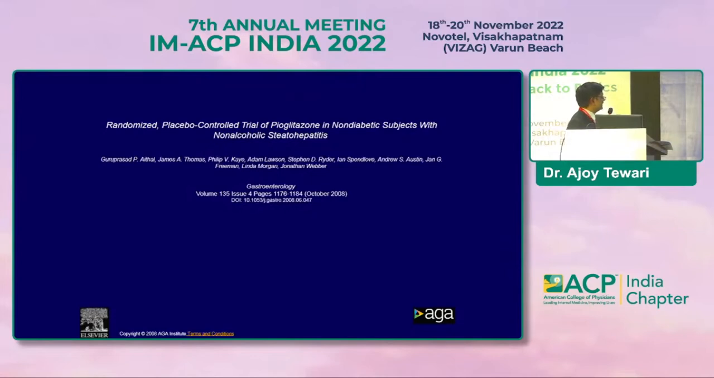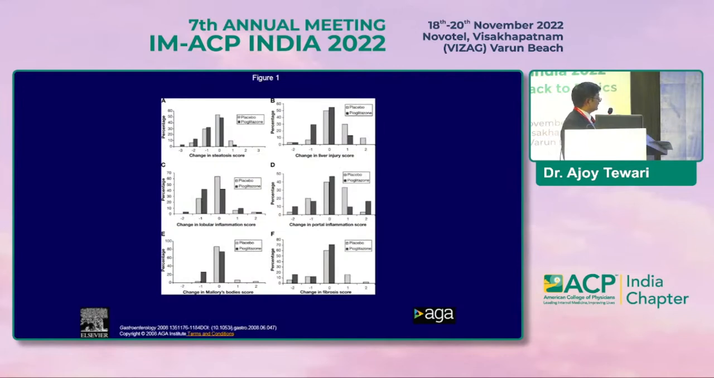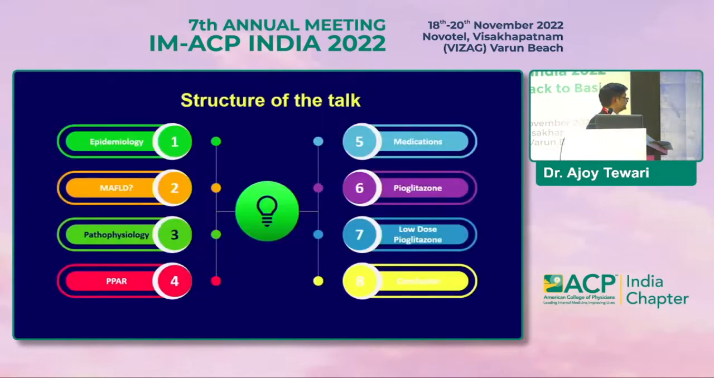Then another trial, a randomized placebo controlled trial of pioglitazone in non-diabetic patients with non-alcoholic steatohepatitis. So again, this is in non-diabetic patients. There also they found a significant reduction in the steatosis score, liver injury score, lobular inflammation score, and portal inflammation score when they compared pioglitazone with placebo in non-diabetic patients.